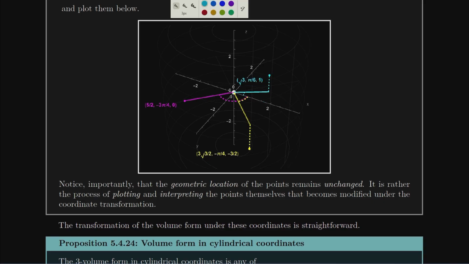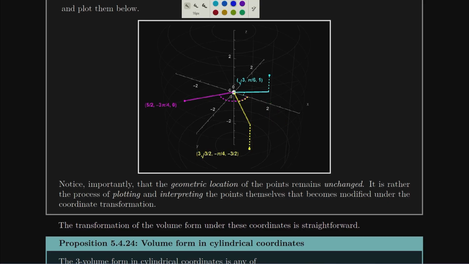Or if I have my second point, which is 3 root 3 over 2, negative pi over 4, and negative 3 halves, well, I'm actually going out 3 root 3 over 2, which is about out there, and then negative pi over 4 is just within the xy plane, and then this final negative 3 halves is just in the z direction, so I'm going straight down in the z direction by negative 3 halves to the point I'm at.